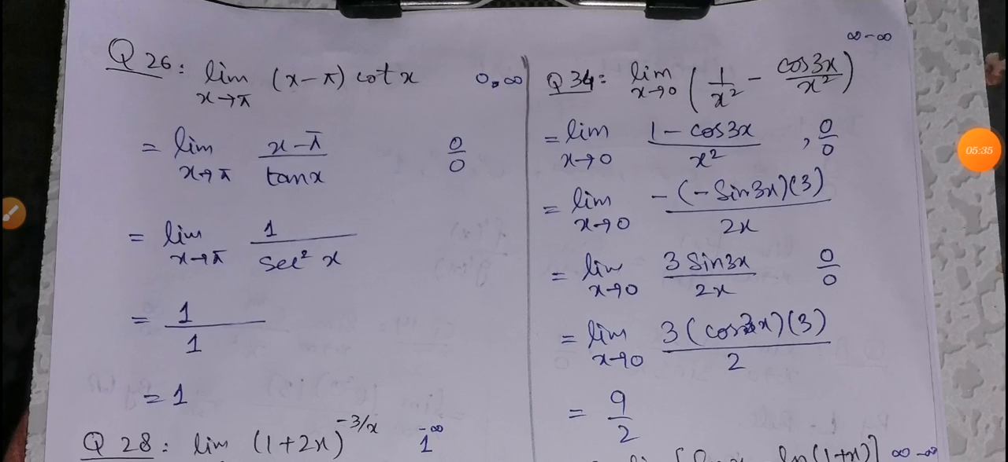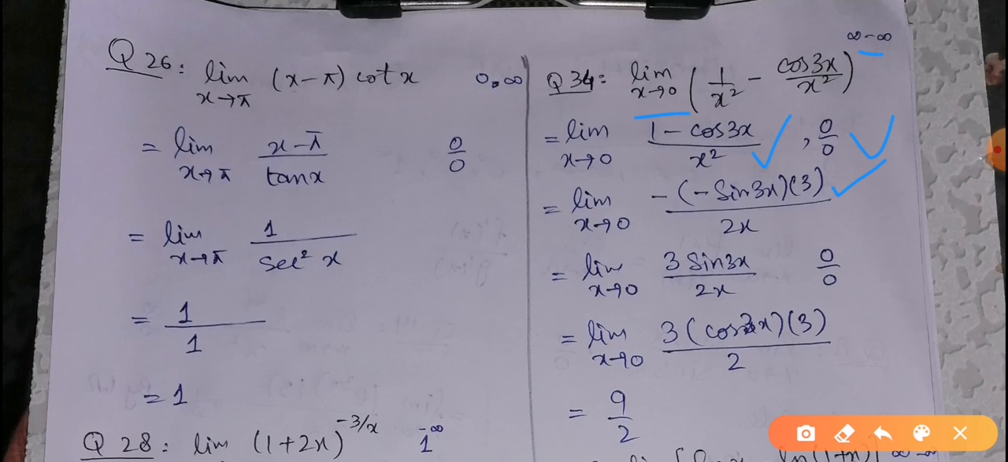Next we have question number 34. Limit x approaches 0, 1/x² minus cos 3x/x², so we get infinity minus infinity, which is again an indeterminate form, and in order to shift it into fraction form, we are going to take the LCM. So (1 - cos 3x)/x², and we get 0/0 form. So we are going to apply L'Hopital's rule.